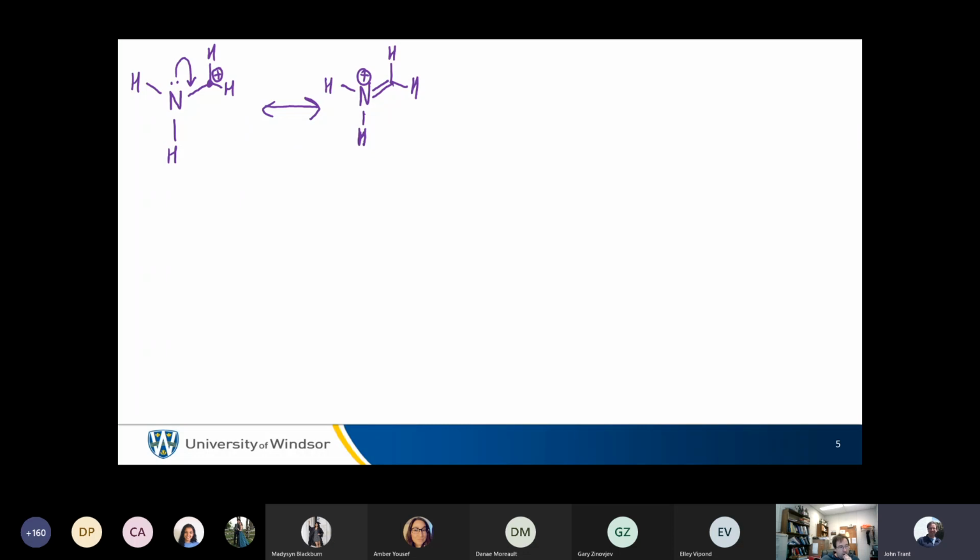So in this case, we can draw a resonance structure without breaking a bond. But again, what we need to make sure is that never does any atom make five bonds or need five orbitals. If an atom needs five orbitals, you've screwed up.